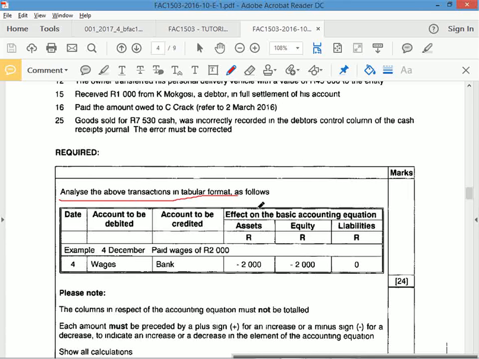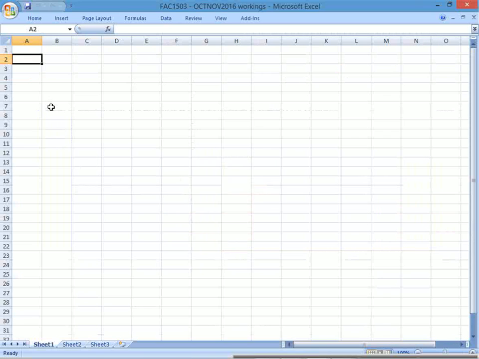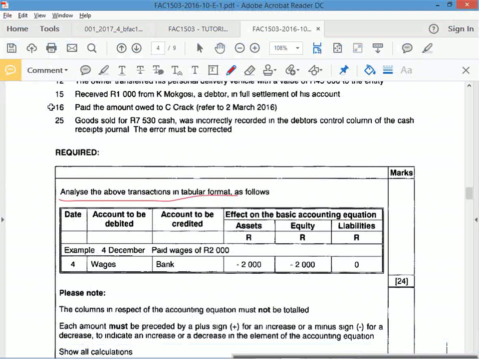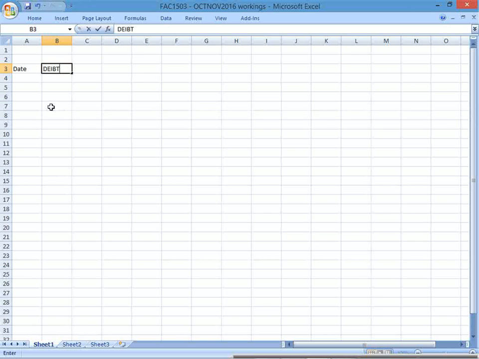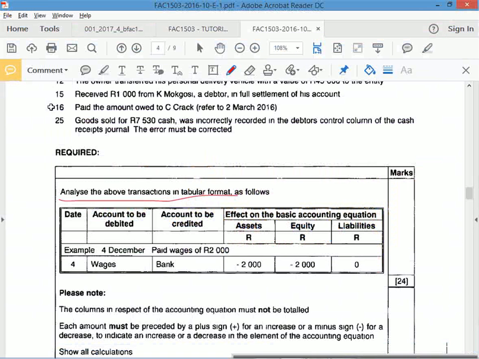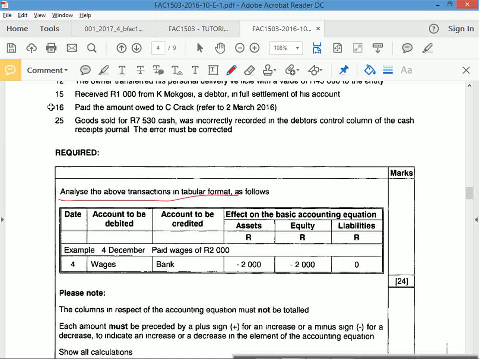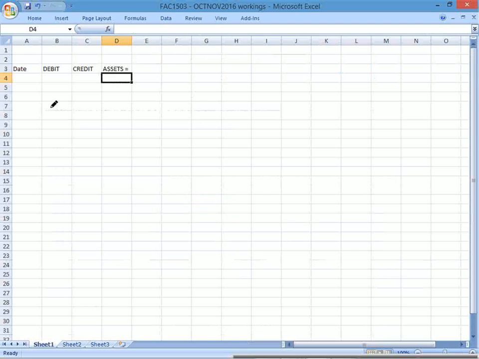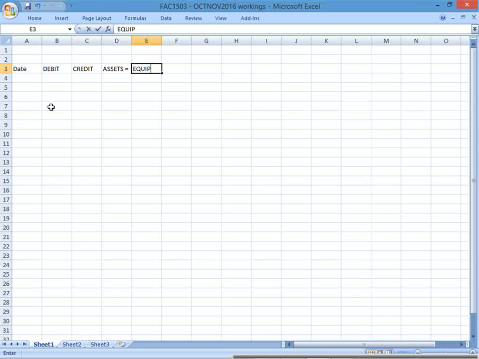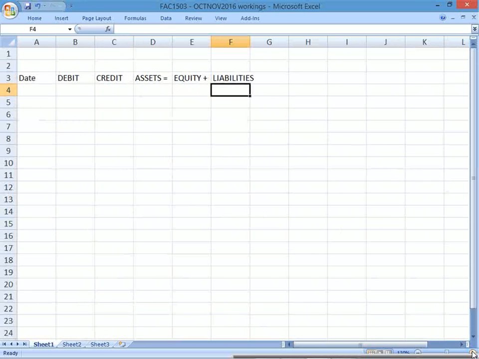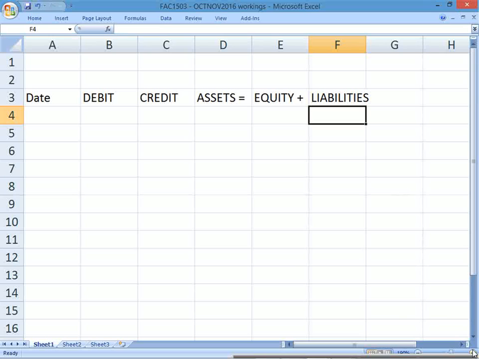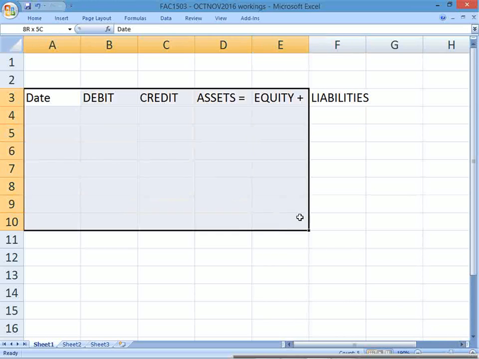Analyze the following transactions in tabular format. Okay, so let's follow the instructions. Date, debit, credit, and then assets equal owner's equity plus liabilities. Okay, that's what I've been asked to do for all of them.